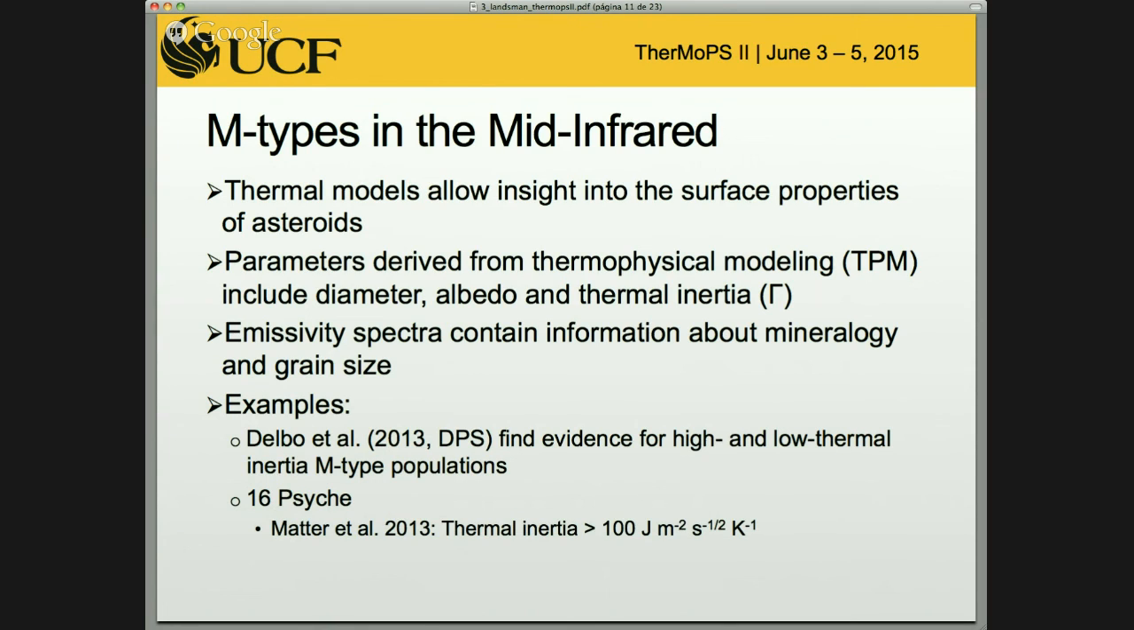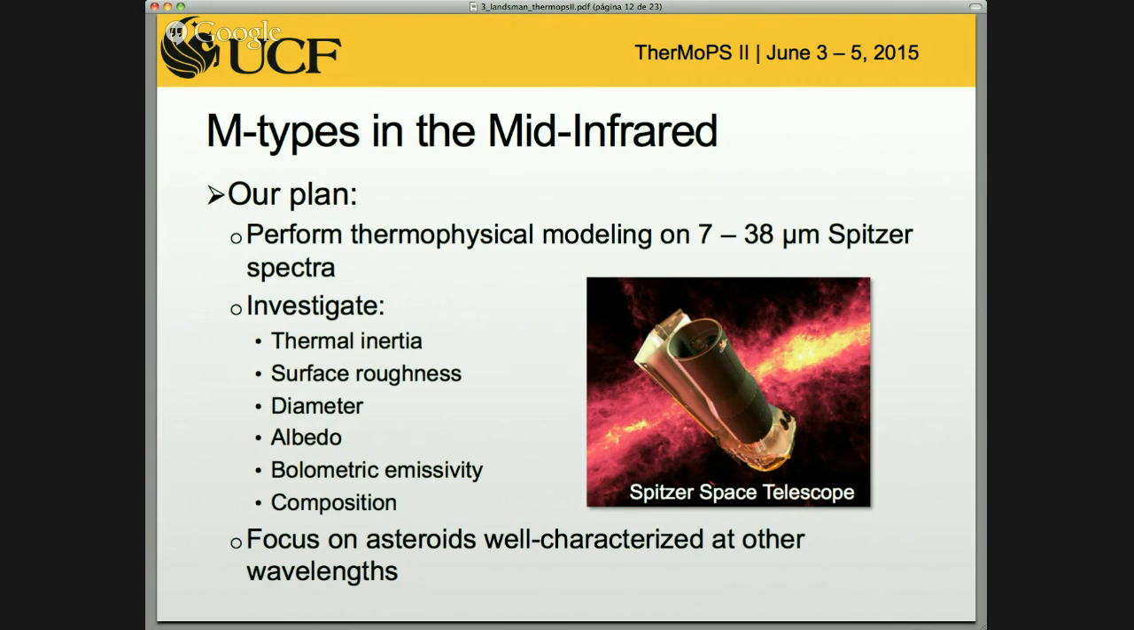So the work that I've just started doing, with the guidance of Josh Emery, is to do thermophysical modeling using Spitzer IRS spectra, 7 to 38 microns. This is going to allow us to investigate all these properties that might tell us more about what these kind of ambiguous M-types are. So we can look at thermal inertia, surface roughness, diameter, albedo, even the bolometric emissivity, and we can get information about composition from those emissivity spectra.